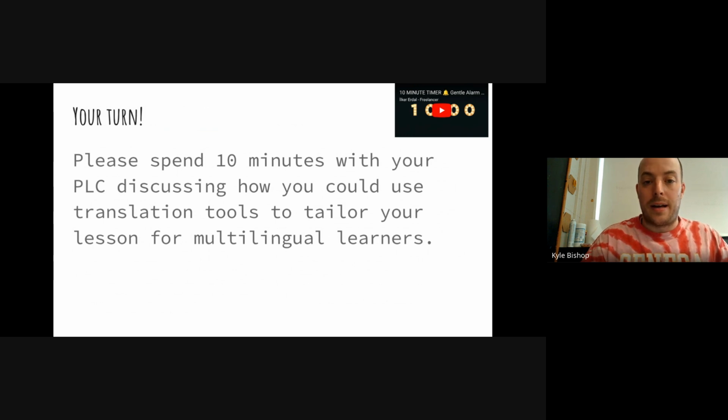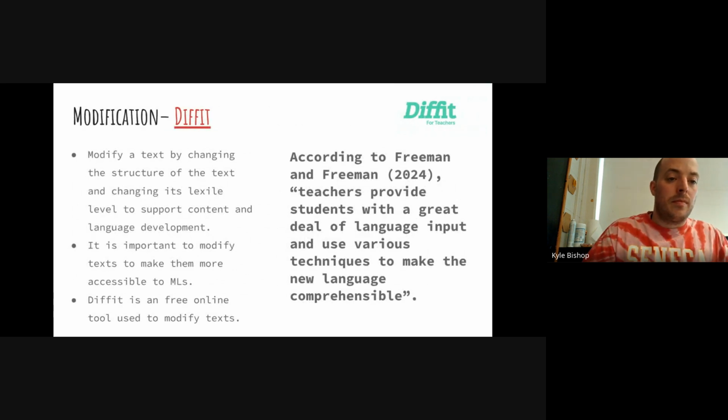So I was going to provide them with 10 minutes within their PLC to discuss how they could use these translation tools, or maybe even start to tailor and translate some of the assignments they're using that week for their ML students. The next strategy I wanted to discuss was modification.